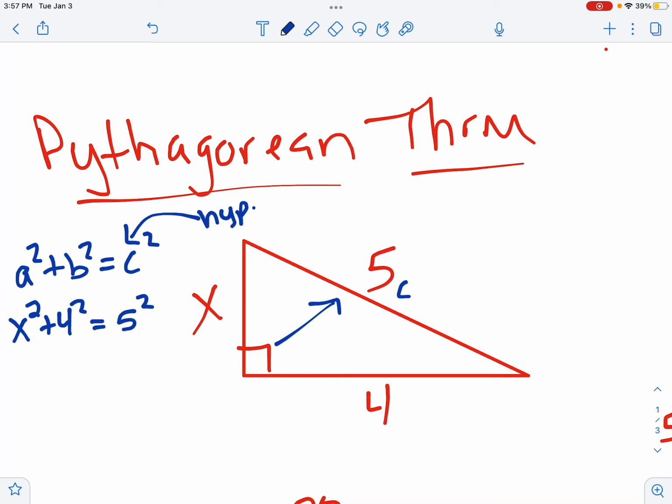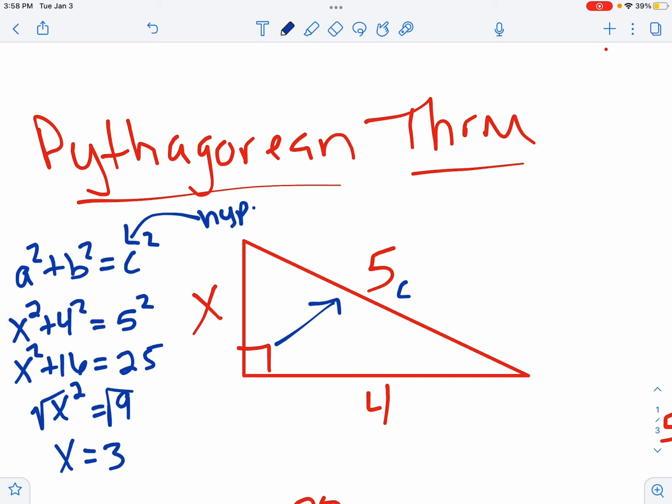I'm going to solve it down. x squared plus 16 equals 25. Subtract that 16 over, we get x squared equals 9. Square root both sides, and x equals, technically when we're solving it's plus and minus, but we can't have a negative for a side length, so it's 3. And there's your missing side.